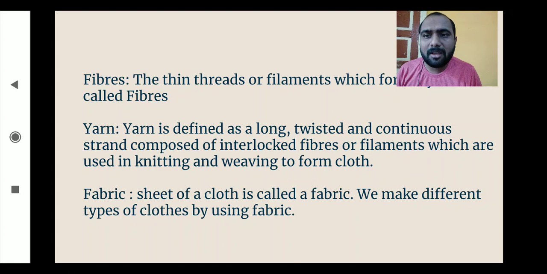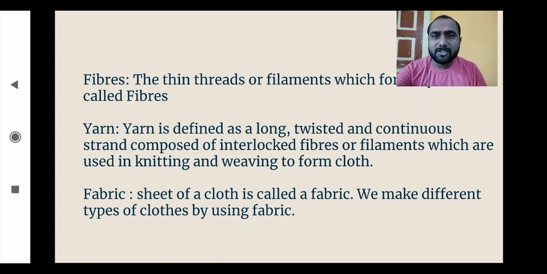Now the second line which is very important: these threads are interlocked fibers, which means these fibers are connected to each other and they make one big or long twisted continuous strand. So that is called a yarn. These yarns are utilized to make the clothes or to make the sheet of a cloth. While making the sheet of the cloth, two methods are also given. It will be utilized for the purpose of knitting and weaving of the cloth.